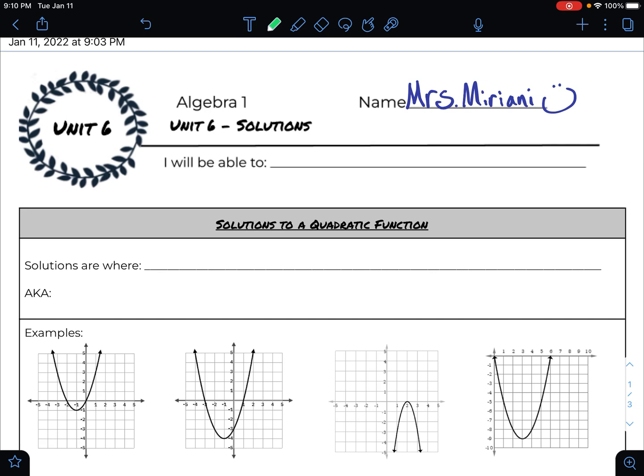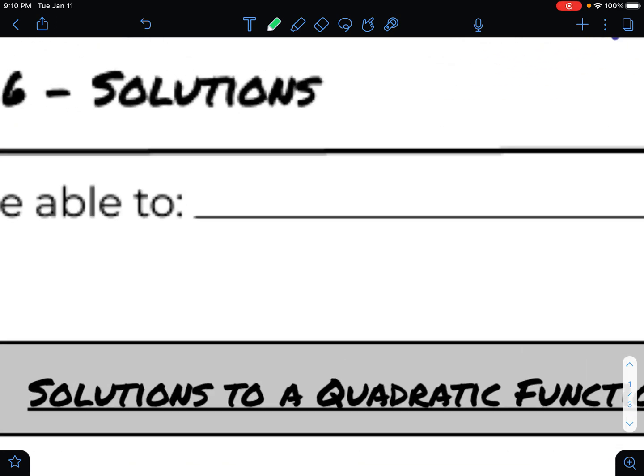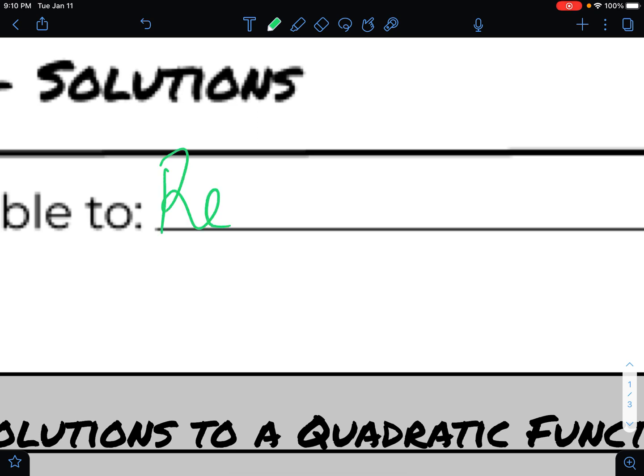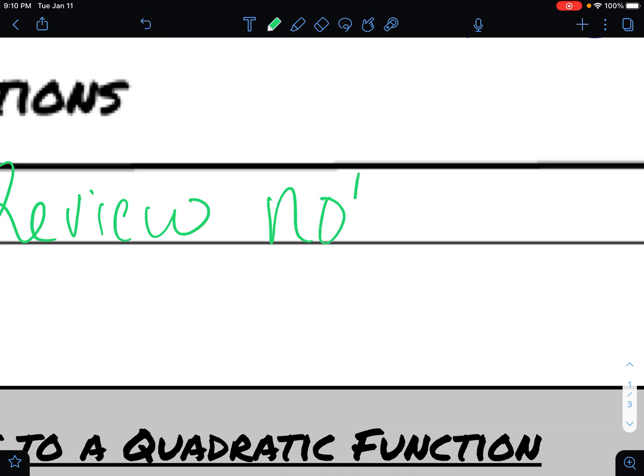Today we're going to be looking at Unit 6. This is just a review, and our goal today is I will be able to review maybe notes 1 and 2.